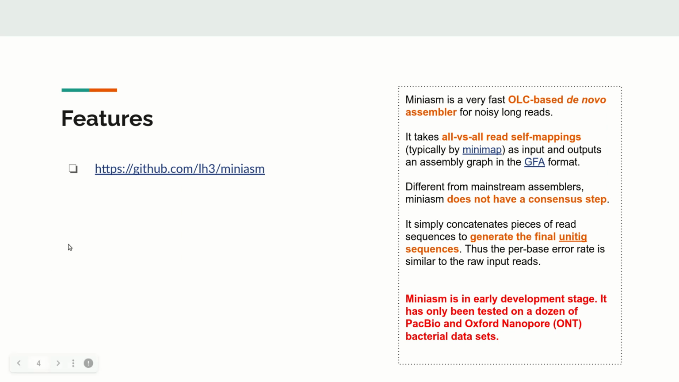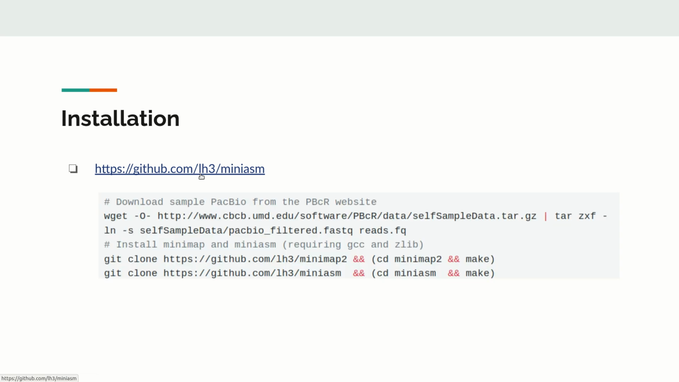Okay, so this is the link of the tool Miniasm, and the installation is very simple. We need to clone the repository and then install it. We need Minimap 2, which will give the read-to-read overlap data which Miniasm requires, so we need to install Minimap 2 also. Basically you clone the repository, change into the directory and type make to install it. Similarly, clone the Miniasm repository, change into that directory, and finally type make to install it.